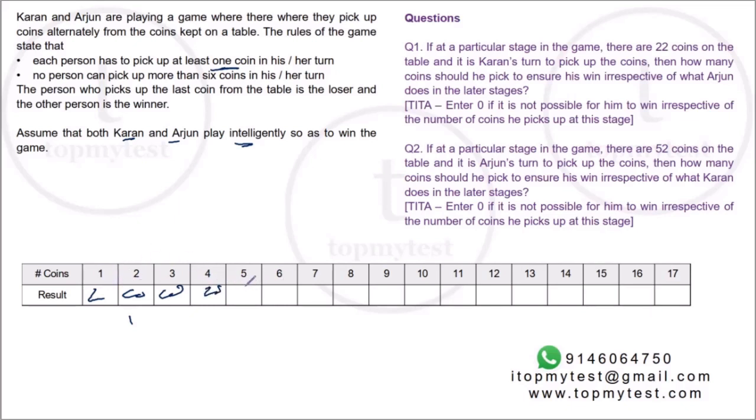With 5, I'll pick 4 coins, put him on 1. 6, I'll pick 5 coins, put him at 1. 7, I'll pick 6 coins and put him at 1. All these things, I win. What happens when there are 8 coins on the table? Now, I cannot put my opponent at 1. Why? Because if I pick 1 coin, I'll put my opponent at 7. The maximum I can pick is 6, in which case I'll put my opponent only at 2. So I cannot win here.